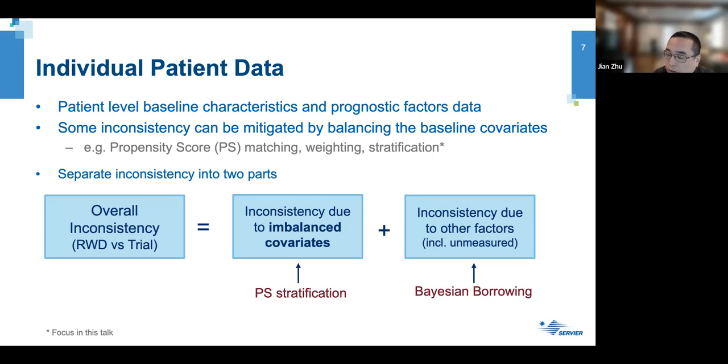So the intuitive thought is that if you can break the inconsistency into two parts, then you basically apply the corresponding more appropriate methods to handle each type of inconsistency, right? And we break them down on more granular levels and use the best tool to handle each type. Next slide, please.